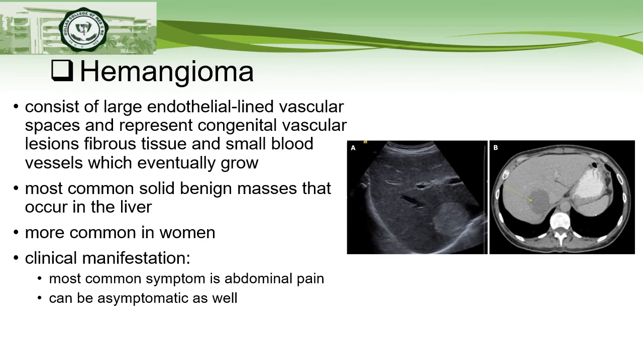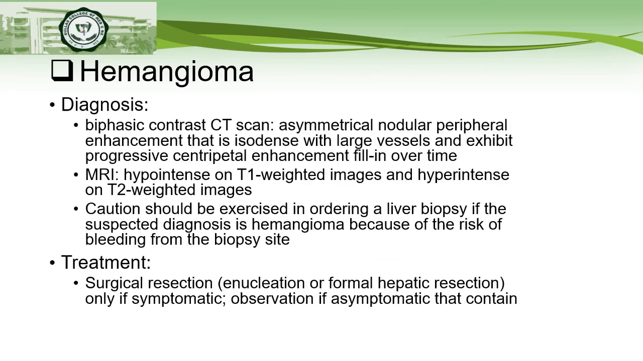However, large lesions can cause symptoms as a result of compression of adjacent organs or intermittent thrombosis, which in turn can result in further expansion of the lesion. Spontaneous rupture or bleeding is actually rare. The majority of hemangiomas can be diagnosed by liver imaging studies. On biphasic contrast CT scan, large hemangiomas show asymmetrical nodular peripheral enhancement that is isodense with large vessels and exhibit progressive centripetal enhancement fill-in over time.